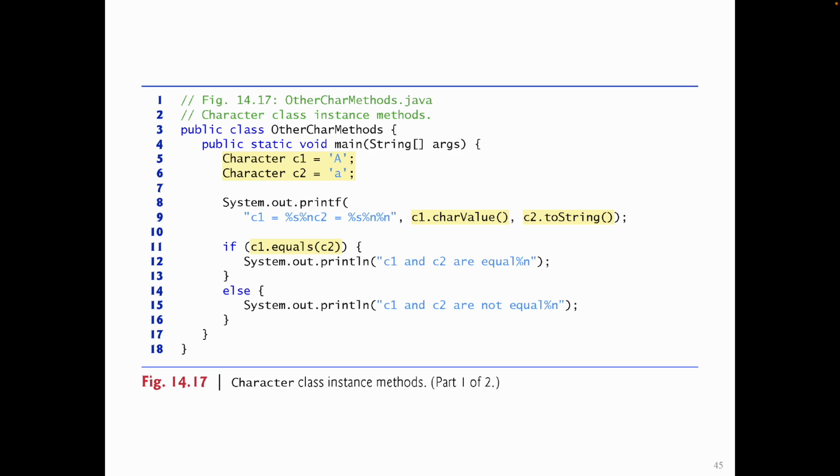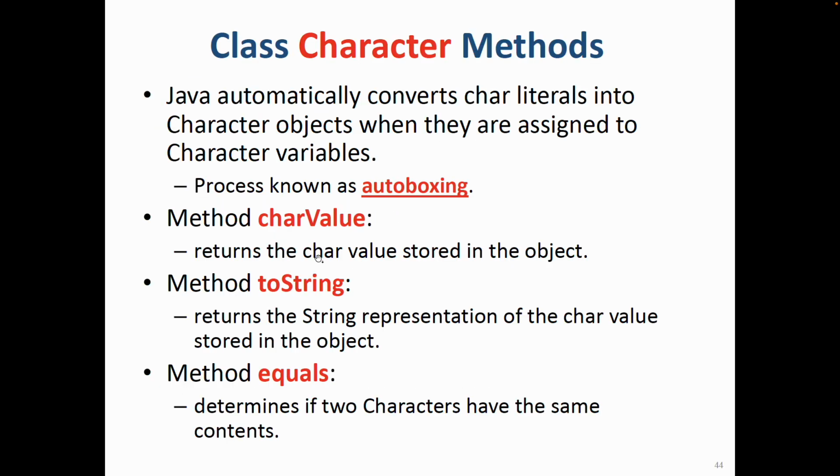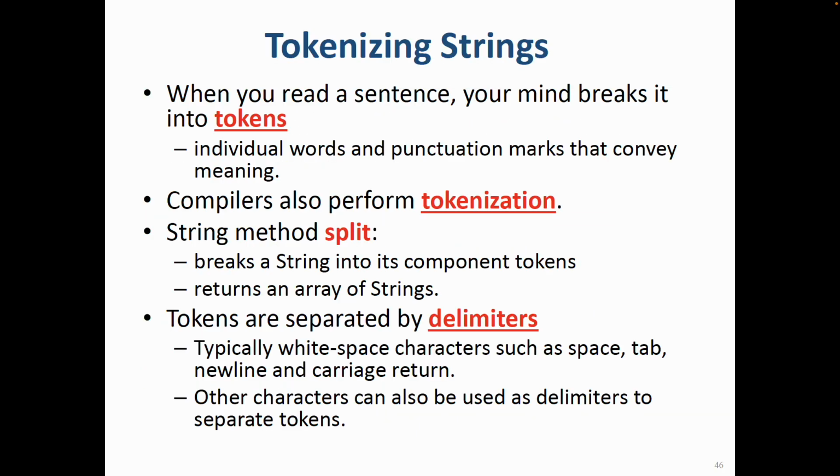And also we have these methods. charValue, basically it returns the value of that Character object as a char. Or toString, basically it returns it as a string. And also we have this equals method. Basically it is again to compare two Character objects. Do they have the same value or not?